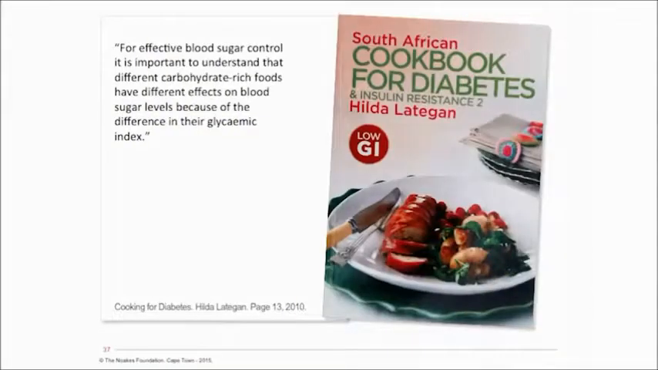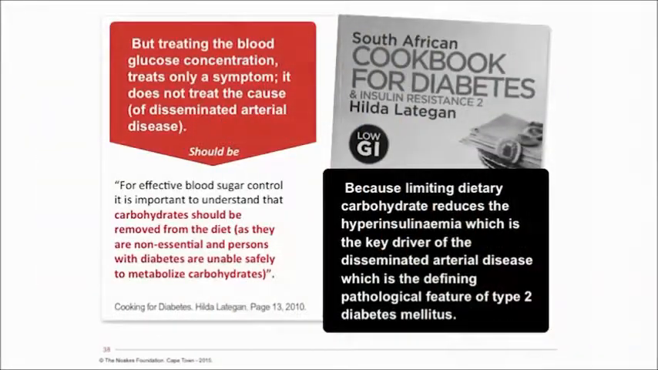That's the question. So, she continues, for effective blood sugar control, it's important to understand that different carbohydrate-rich foods have different effects on blood sugar levels because of the difference in their glycemic index. Okay, that's technical. We're not going to worry about that. But treating the blood glucose concentration treats the symptom of the disease. It doesn't treat the cause of the disseminated arterial disease that killed my father and that will potentially kill me.